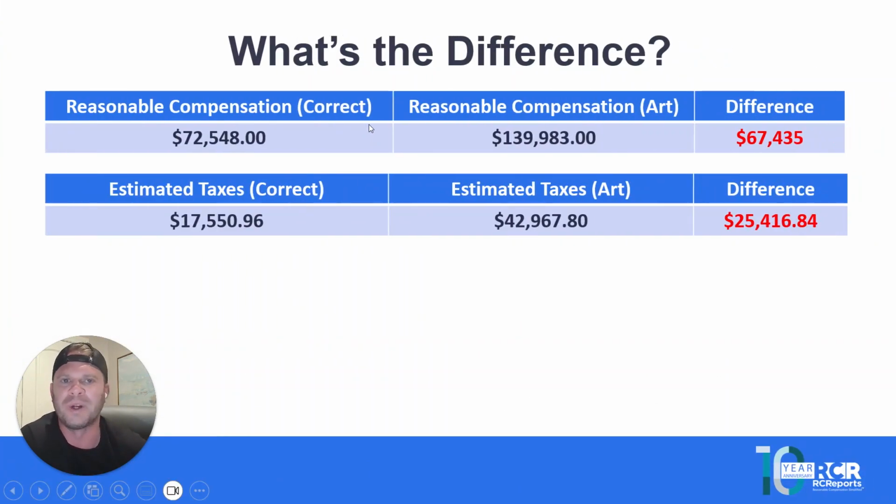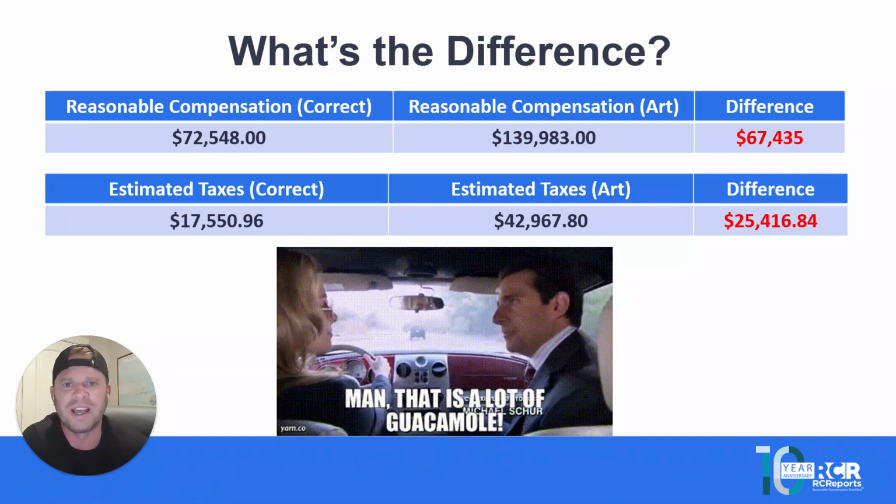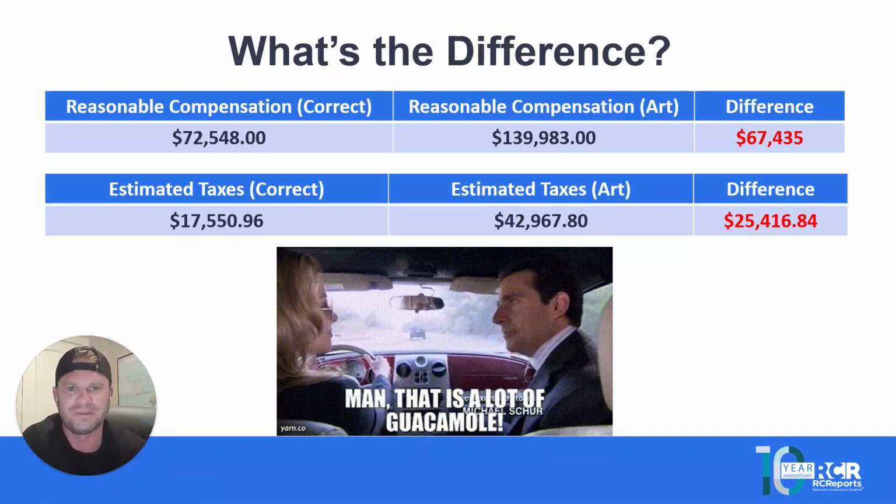Now, what's the difference? What's the big deal? We see here the reasonable compensation calculation where we came away with our tasks, which I believe were correct, was about $72,500. There was a $67,000 difference in those wages. Estimated taxes, if we were to go with his wages, which were incorrect, he'd be paying almost more than $25,000 more in salary tax and W-2 taxes. That's a lot of guacamole. That is a lot of money, simply to say that your client is good at what they do.